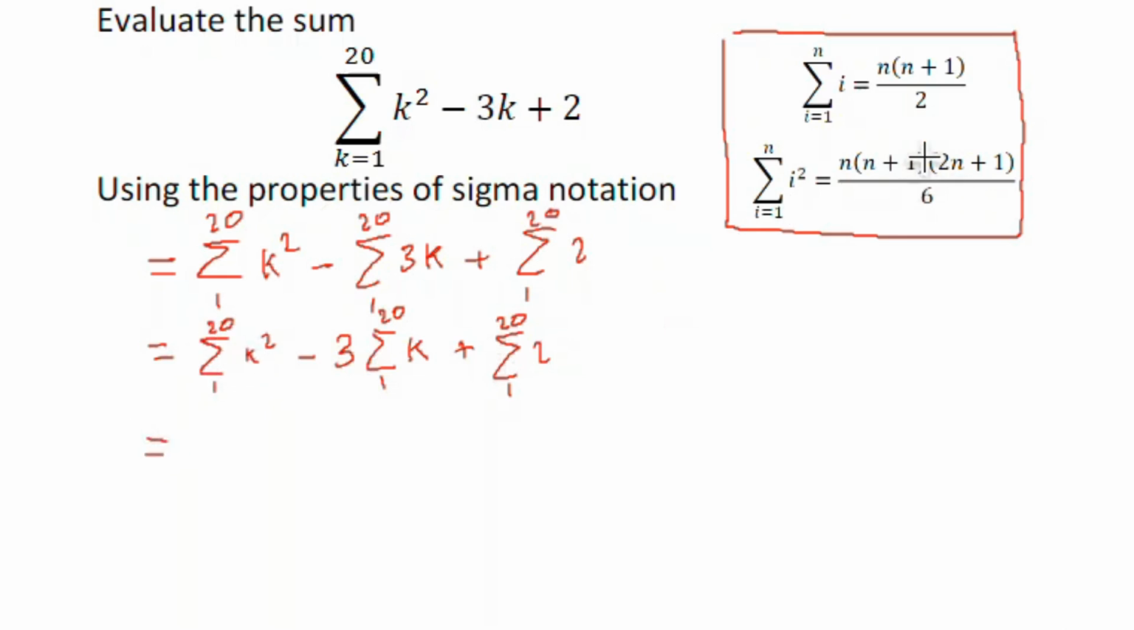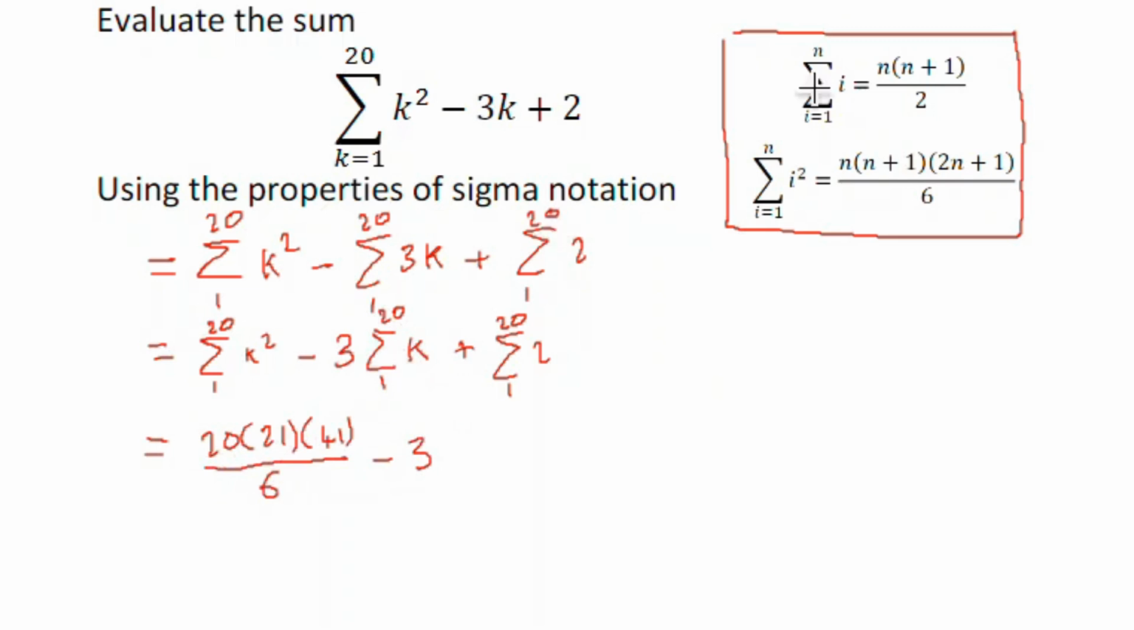Now this sum is this one here, but with k instead of i. So we're just going to replace n with 20. So it's 20 times 21 times 2 times 20 plus 1, so that's 41, all over 6, minus 3.